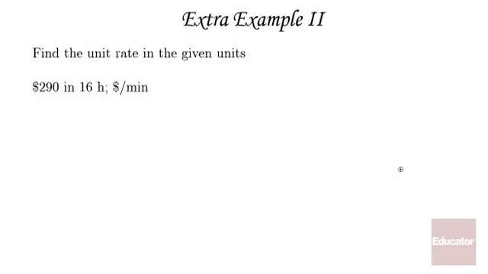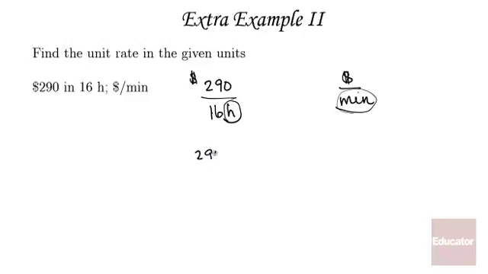Find the unit rate in the given units. So we're starting with $290 in 16 hours. And they want it to end up in dollars over minutes. So let's look at what we're changing here. We're not going to be changing the dollars. The dollars will be staying the same, but what we will be converting is the hours into minutes. So let's take $290 over 16 hours. And remember that the unit that you want to change is always going to be set diagonal. So it's going to be hours on top.